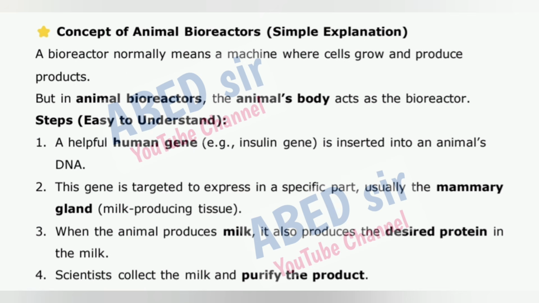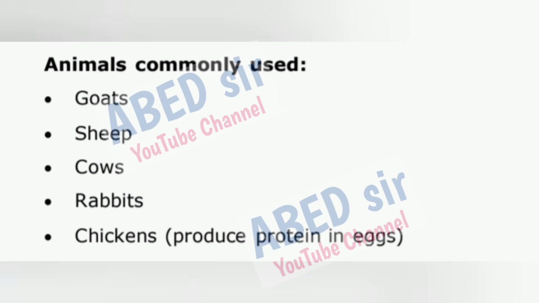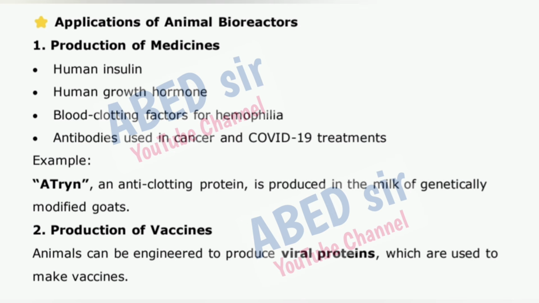3. When the animal produces milk, it also produces the desired protein in the milk. 4. Scientists collect the milk and purify the product. Animals commonly used: goats, sheep, cows, rabbits, and chickens, which produce protein in eggs. Applications of animal bioreactors. 1.